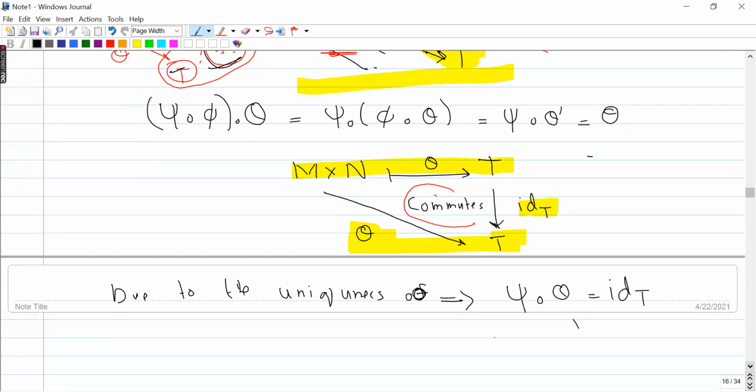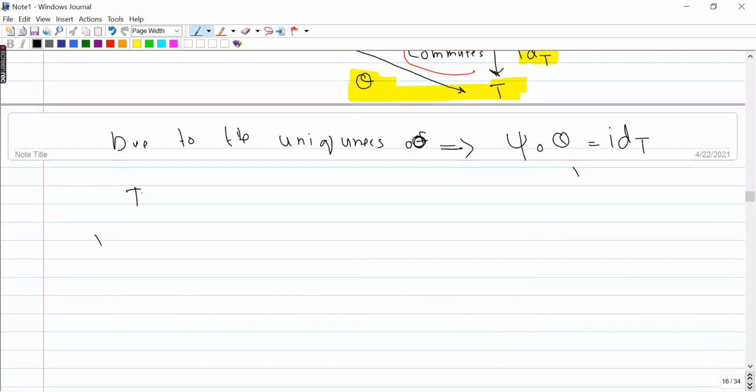So now in the same way, we know that phi composition psi would be a map from T bar to T bar. In the same way you can show that this phi composition psi, which is a map from T bar to T bar, is equal to the identity of T bar.